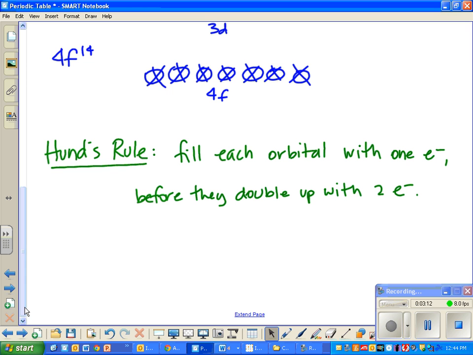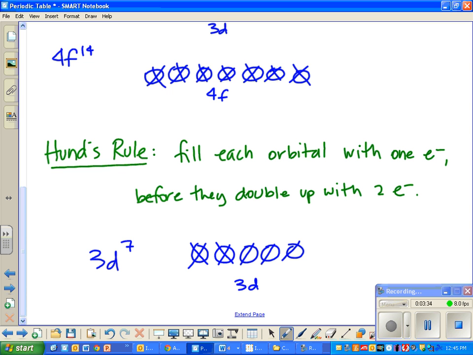So for example, if you had 3d7 in your configuration, you would draw D, so you'd draw 5 orbitals. You label it 3d. 7 electrons. You'd put 1 in each first. There's your 5. Now, since there's more than 5, we have to go back and double up. It's just like students on a school bus. If there were 50 seats and there were 50 students, you would each take your own seat. You wouldn't double up unless you have to. 20 more kids get on the bus, well, now you're going to have to double up seats. The electrons are exactly the same way.